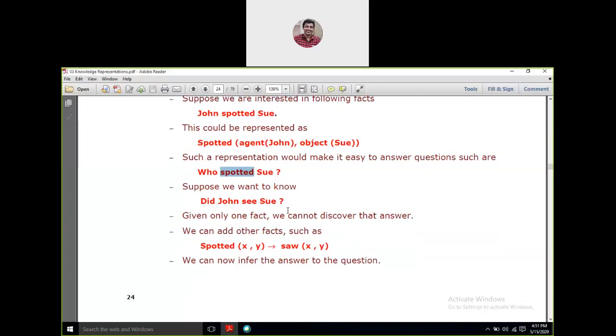Now, given this fact, if I add one more fact with this, like X spotted Y implies X saw Y. The moment I put a finer granular structure into this knowledge representation, it will be able to answer questions like did John see Sue, right?